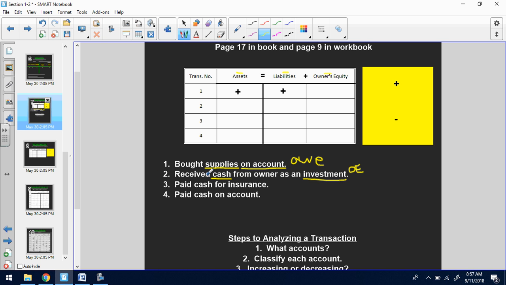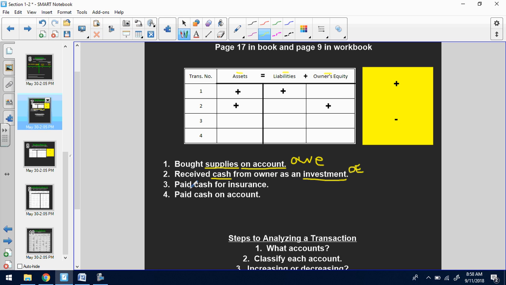So this one's easy. If our business received cash, cash is going up. What you have to remember is that cash is an asset. That means if cash is going up, my assets are going up. And then right here, investment, bringing money into the business, making the business more valuable. That means increasing. And I told you, you've got to remember that investments mean owner's equity. We're increasing our equity.